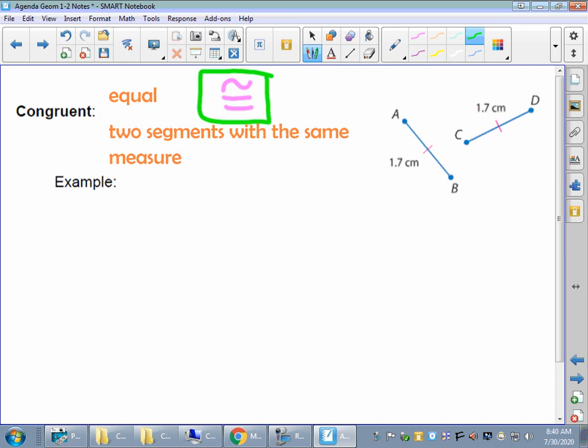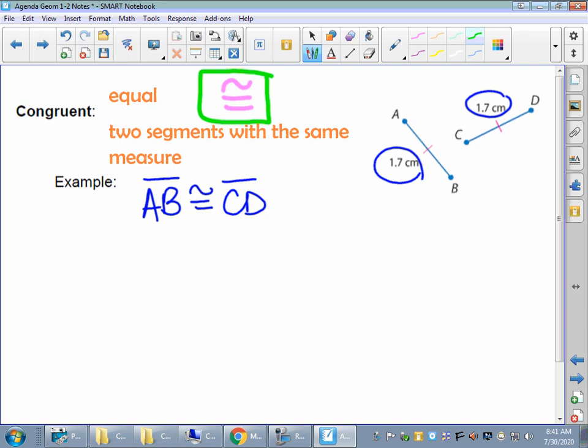So, in my little diagram over here, could we say that AB is congruent to CD? Well, they both are marked as 1.7 centimeters, right? They're two segments that have the same measure. They both measure 1.7 centimeters. So we would say segment AB is congruent to segment CD.